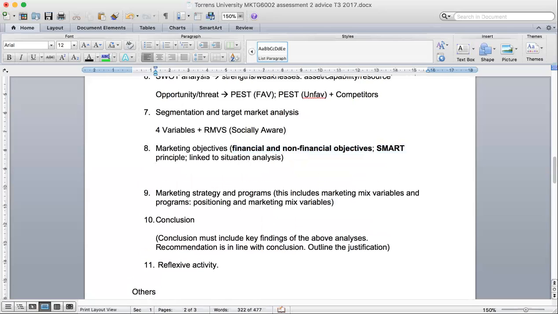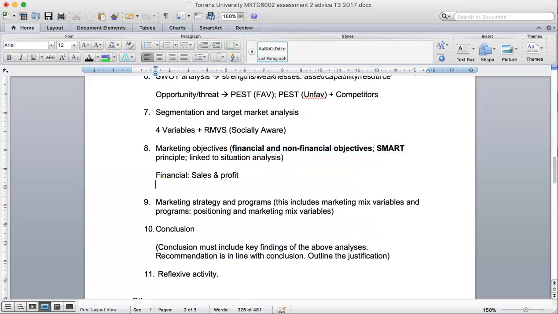So, financial objectives include anything with a dollar, such as sales and profits, for instance. If you refer to the marketing strategy slide that we discussed some time ago, you'll find examples of metrics. Non-financial objectives include brand, for instance, brand reputation.